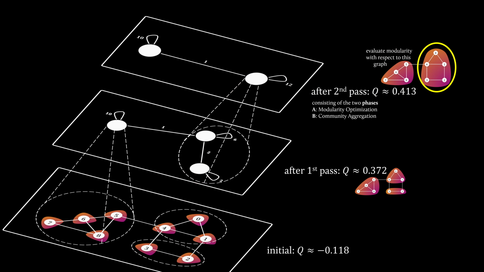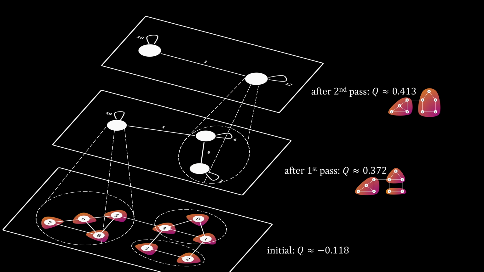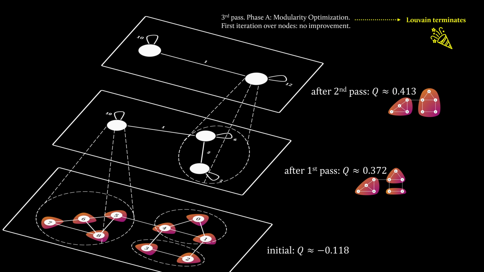After the second pass, you try to start with the third one and attempt to optimize modularity. However, you will observe that not even the first random iteration over the nodes in phase A yields any improvement. And that means the Louvain algorithm terminates. And we have found a modularity maximum.